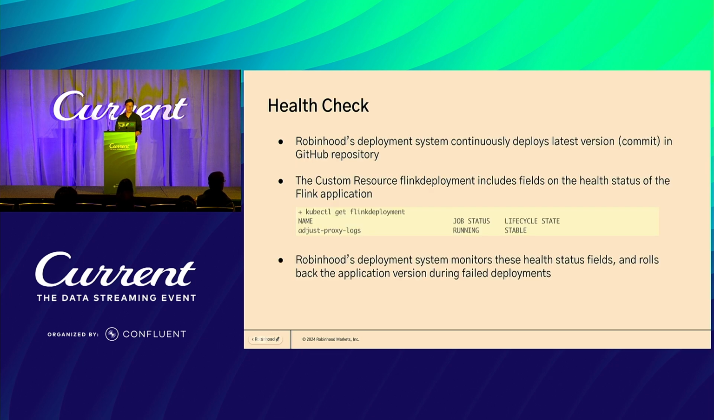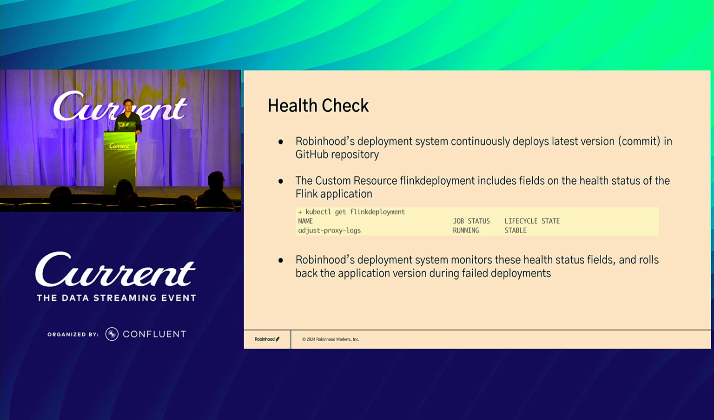At Robinhood, we have our own in-house deployment system for deploying applications. In this deployment system, a version refers to the commit in our GitHub repository. We want to continuously deploy the latest version so that the latest code is deployed, even though most of the time there are no changes in the Flink application itself between these versions/commits.